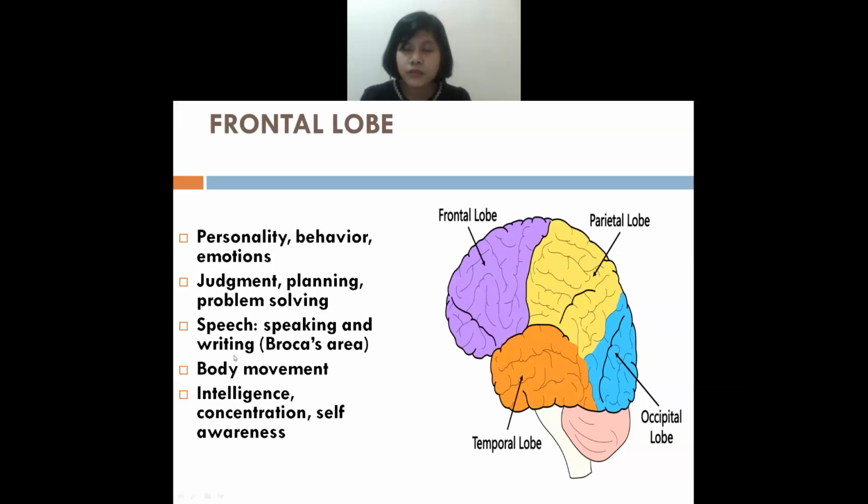Next is speech. Speech in the sense like what? Speaking and writing. So you'll be able to speak as well as you'll be able to write, which is in the Broca's area, which is in the frontal lobe. So they will help you in that frontal lobe, speaking as well as writing. Next is body movement. When your body moves, you are able to move your body because of the frontal lobe.